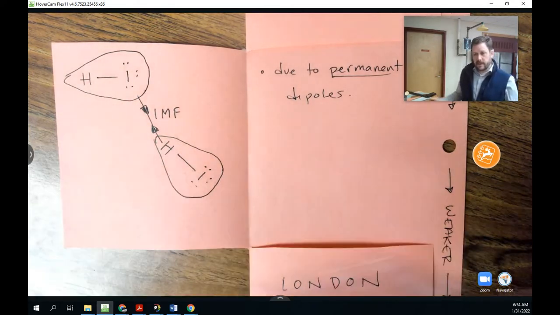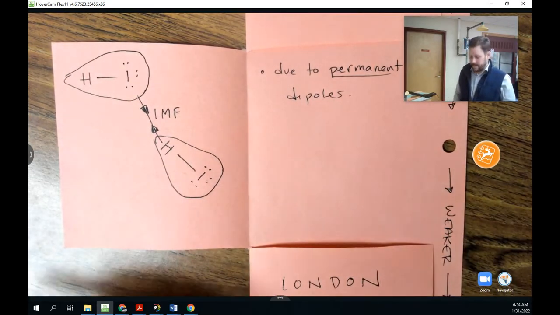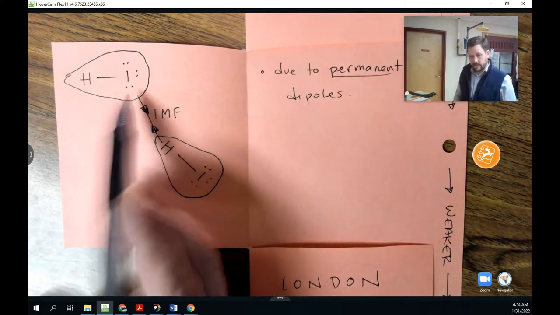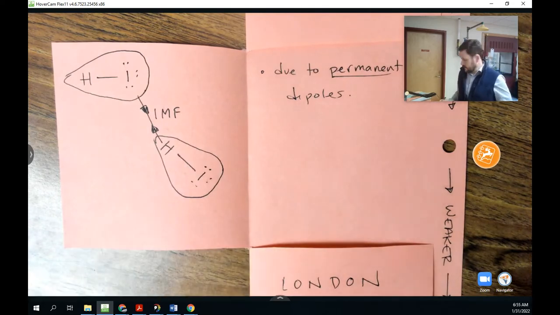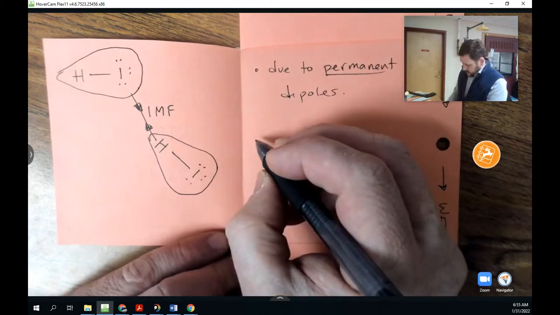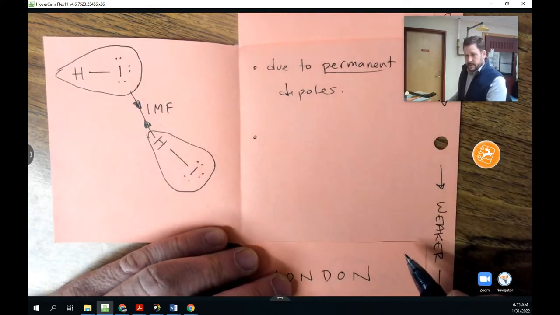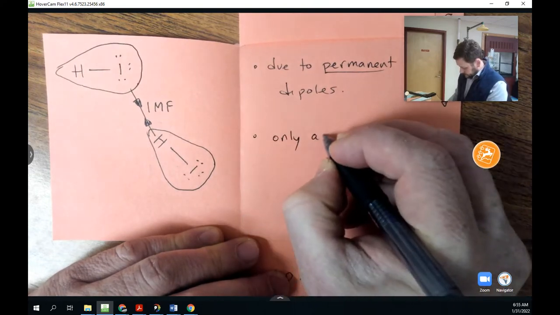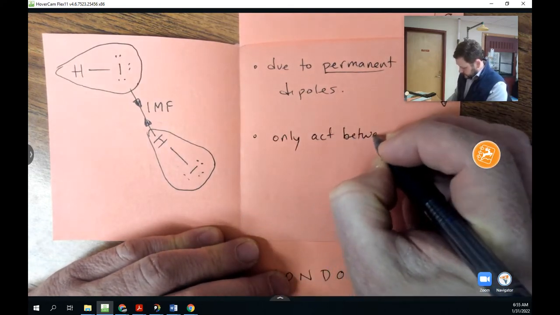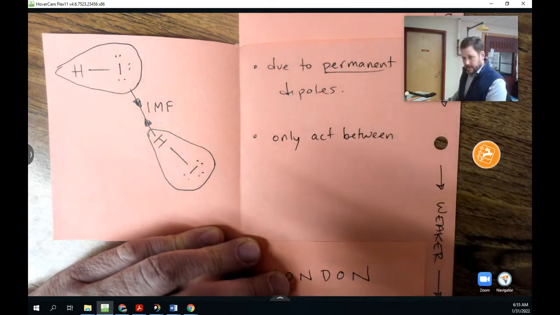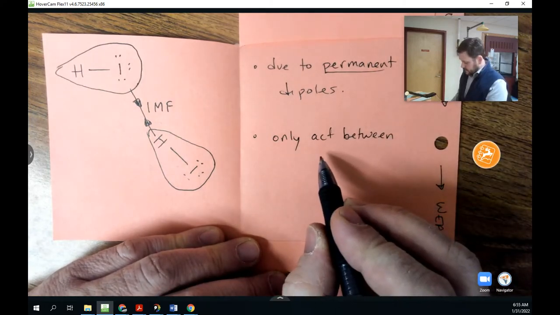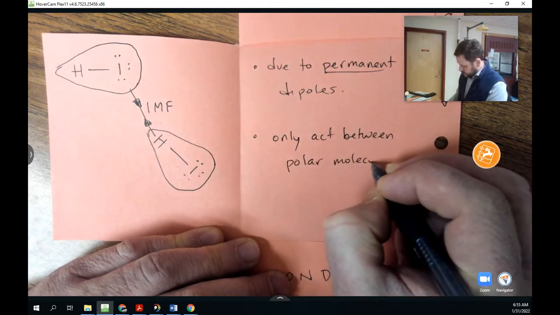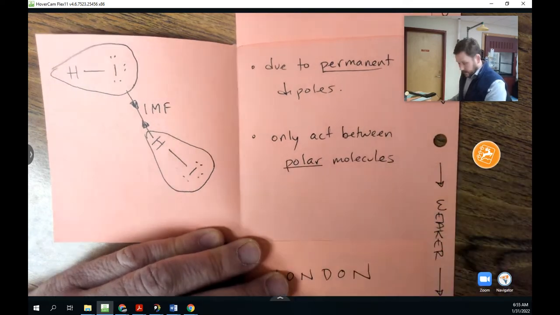Hydroiodic acid, or HI, is a polar molecule. That's not a temporary dipole, that's a permanent dipole. There's always going to be more electron density on the iodine side, so we call that a permanent dipole. And when we talk about dipole-dipole interactions, we're talking about polar molecules. So unlike London dispersion forces, which can operate in any molecule, these only act between polar molecules. Molecules which have a permanent molecular dipole.